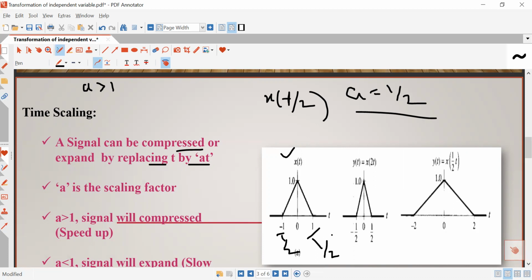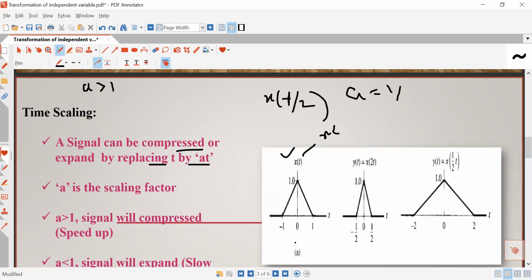So the new coordinates will be 2 and -2. So the plot exists between -2 and 2, and the signal will expand. Just if this is x(t), and if you want to draw x(at), then the new coordinates will be 1/a and -1/a. Now a will decide whether the signal will expand or compress.